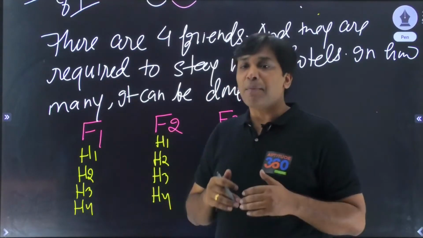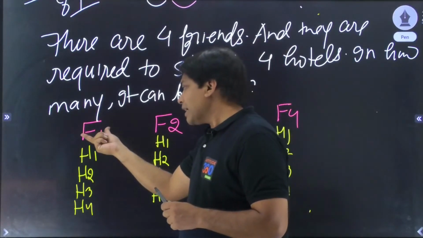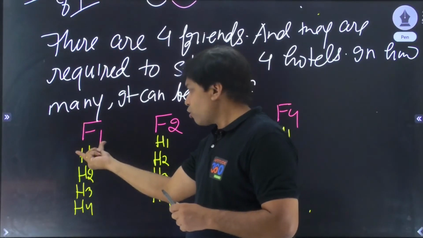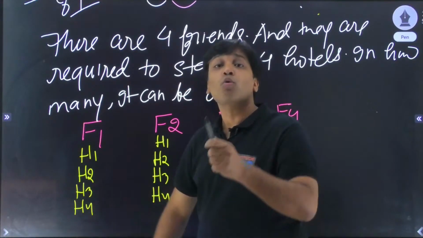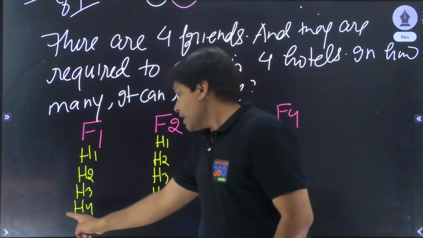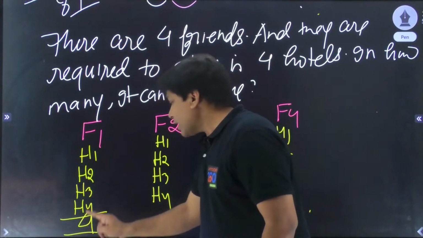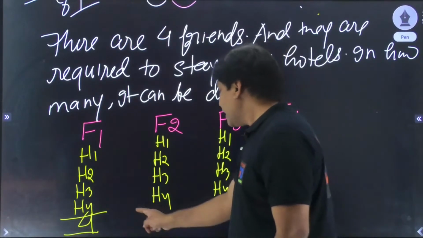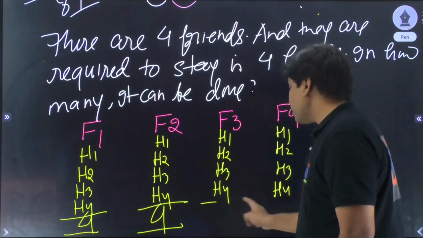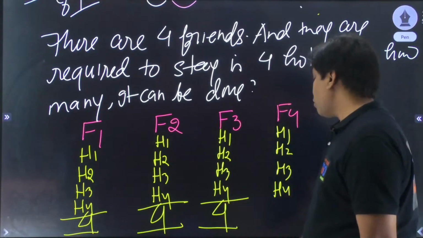So now what will we have to do? Look, the first of these four friends will stay in one of these four hotels, either this hotel or this hotel or this hotel or this hotel. What is the keyword out here? Either or. So what should you be doing? You should be adding. In how many ways can friend 1 stay? In 4 ways. In how many ways can friend 2 stay? In 4 ways. In how many ways can friend 3 stay? 4 ways.